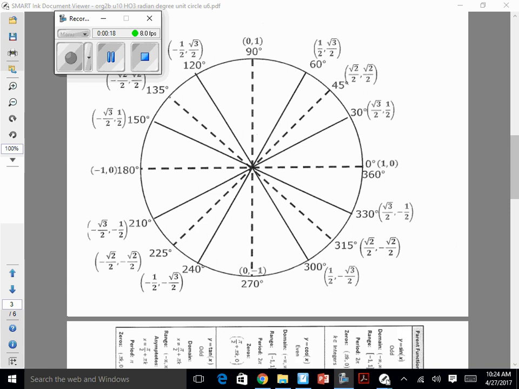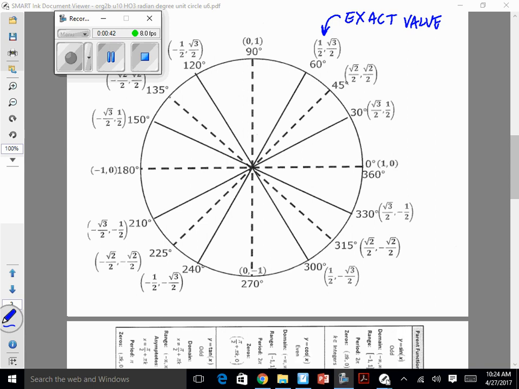If it's not on your circle thing, please write down exact value. If they ask for exact value, they're asking for the fraction.